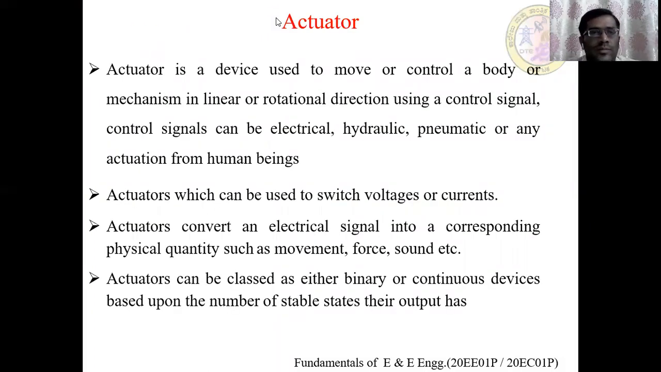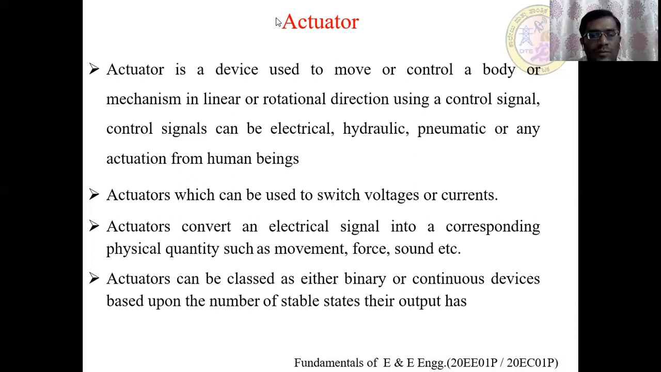What is an actuator? An actuator is a device used to move or control a body or a mechanism in linear or rotational direction using a control signal. These control signals can be electrical, hydraulic, pneumatic, or any actuation from human beings. Actuators can be used to switch voltages or currents. Actuators convert an electrical signal into a corresponding physical quantity such as movement, force, sound, etc.